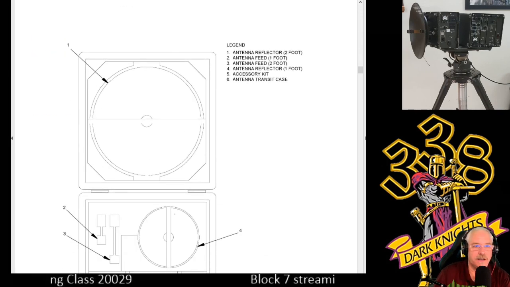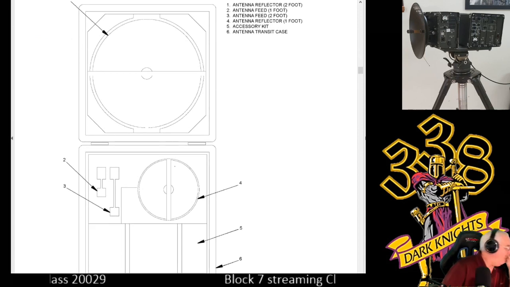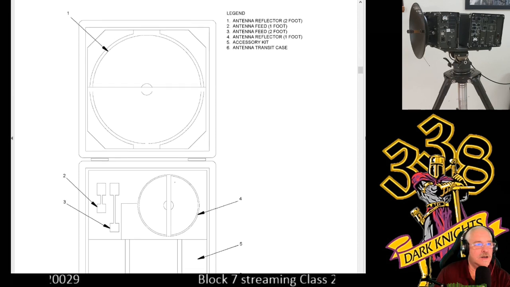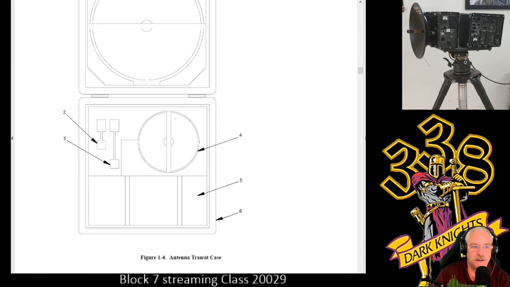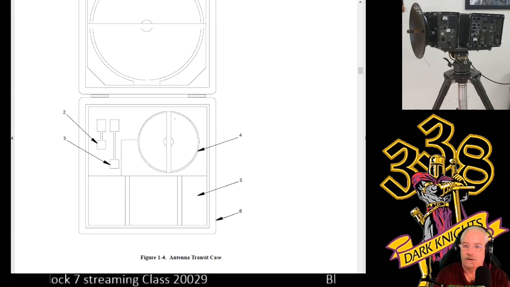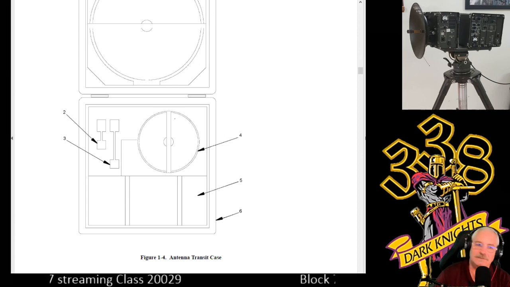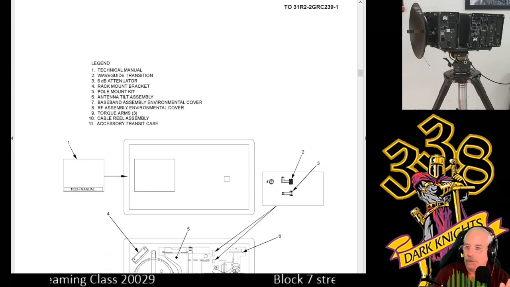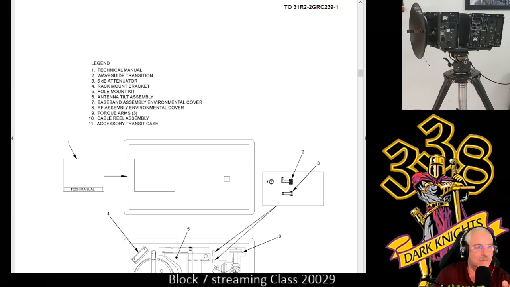And, of course, this is the antenna case. The one that it says number 1, this is the 2-foot dish. It's normally attached to the lid. And down on the bottom, you will see the waveguides, number 2 and number 3. And number 4 is the 1-foot dish. Number 5 and number 6 are your guy ropes and stakes. By the way, the mast itself does come in a small carrying bag. I don't know why, because there's a handle on it as far as the mast is concerned.